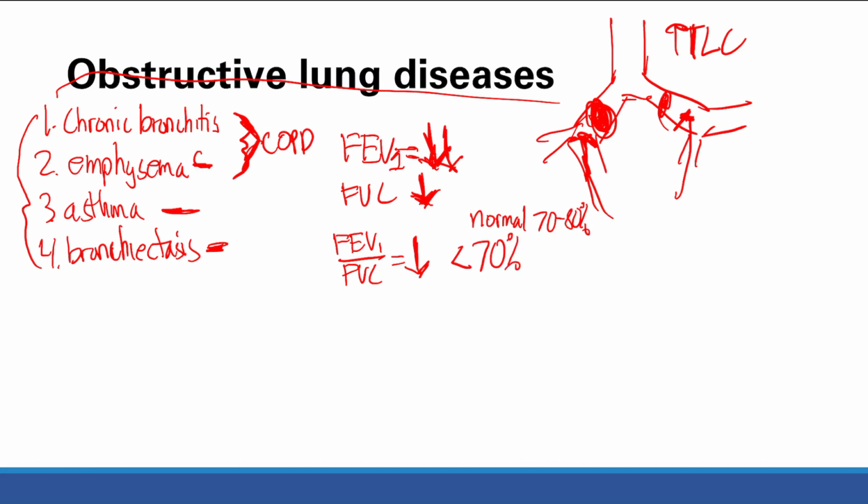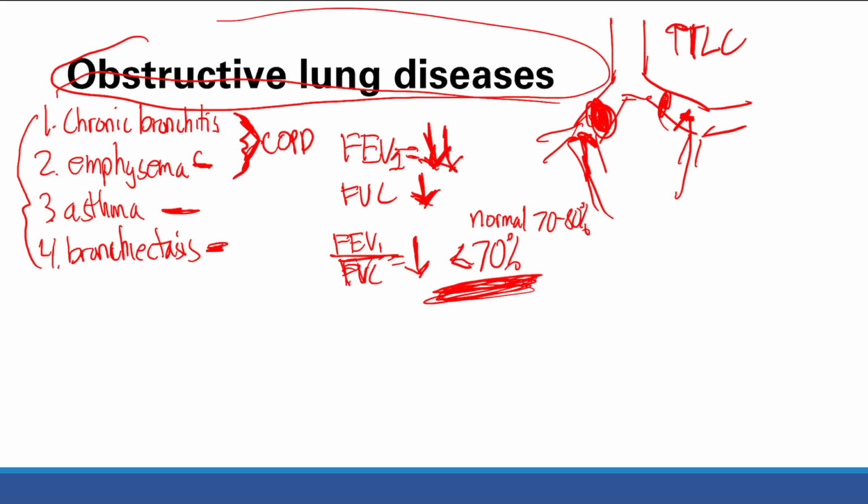Okay. This is actually very key. If they give you the FEV1 and the FVC in the question stem, and you calculate that ratio and see it is less than 70%, you know you're dealing with an obstructive lung disease. So that helps you a lot. A decreased FEV1 to FVC ratio less than 70% is the hallmark of obstructive lung disease.